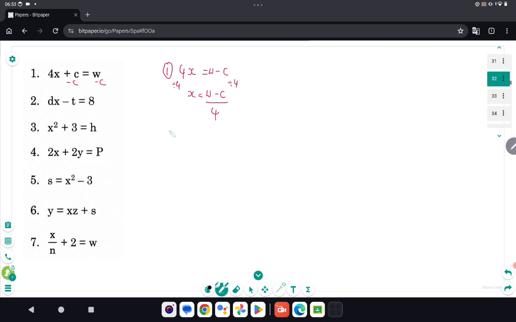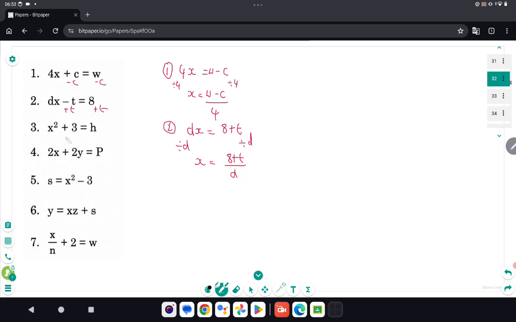Question 2. Add t to both sides, which gives us dx is equal to 8 add t. Divide both sides by d, which gives us x is equal to 8 plus t all over d.